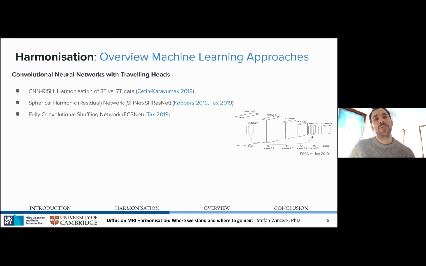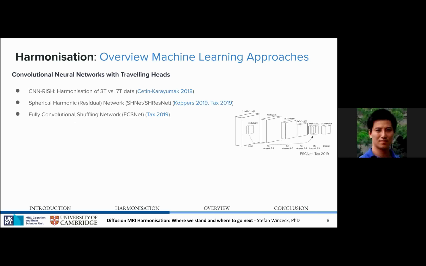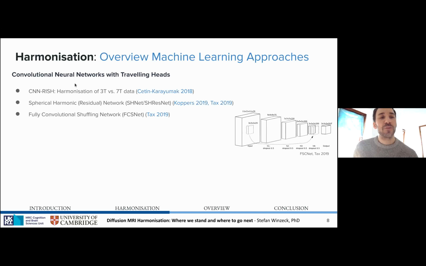Obviously, you have a lot of different machine learning approaches as well that can help to harmonize your data, and I want to provide a bit of an overview. Some methods work with traveling heads, where you have the same patients or the same controls scanned on two different scanners. One approach is, for example, to use a convolutional neural network to scale between these different RISH features. Initially, this has been shown to outperform linear RISH feature scaling.